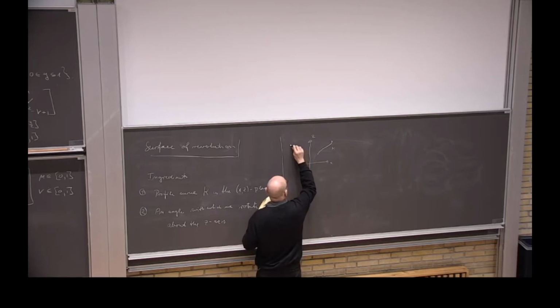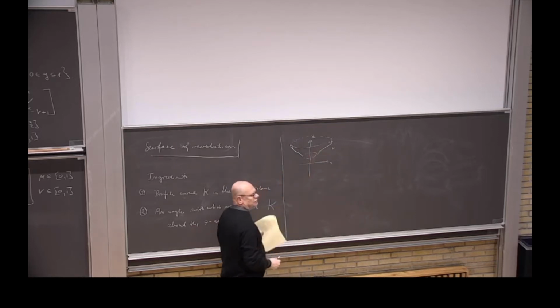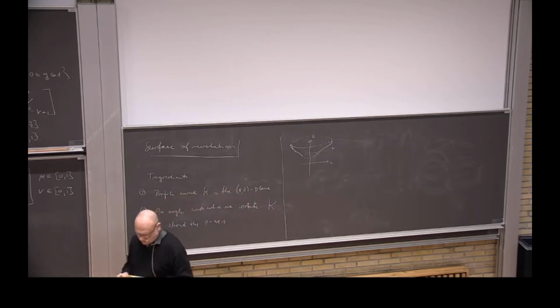Let me see if I can draw this like this. So it is rotated around the z-axis. So imagine you have some kind of bowl or vase or what have you. The thing is now that K should be given by a parametric representation.